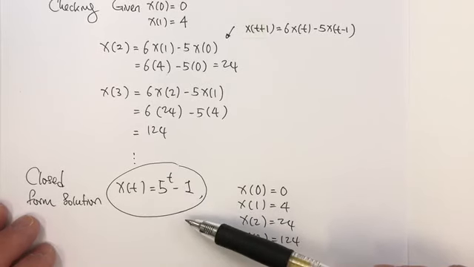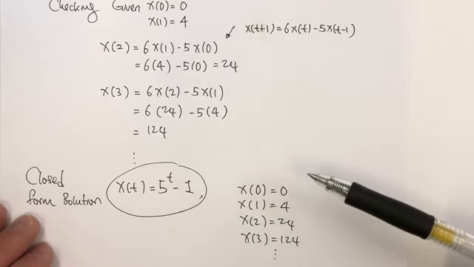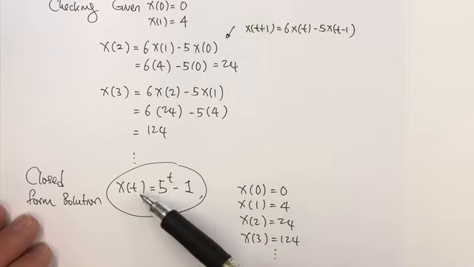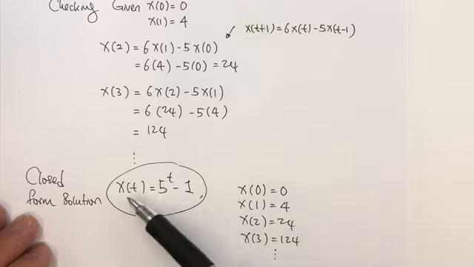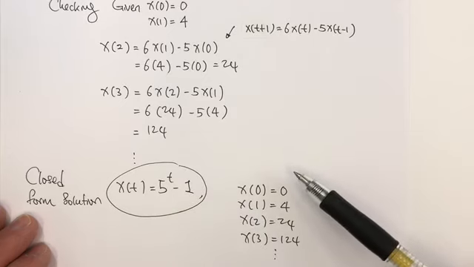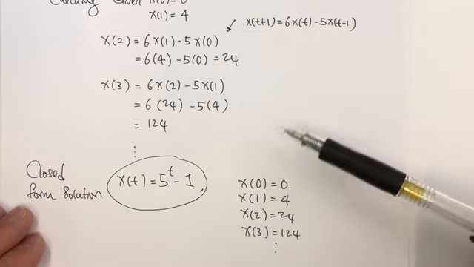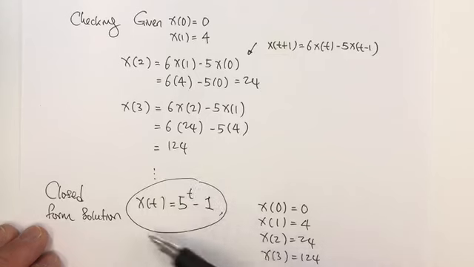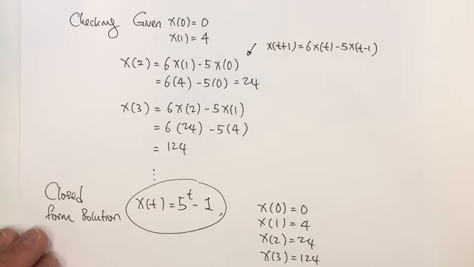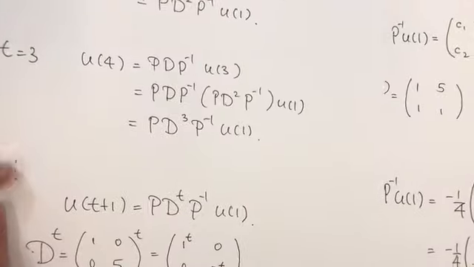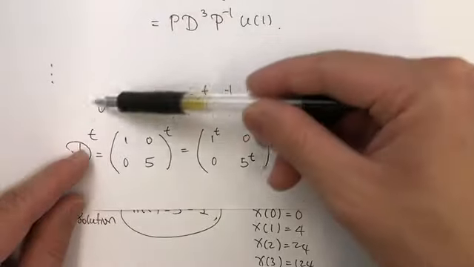So these so-called closed form equations will also match those data. For example, when t equals 0, 5 to the power of 0 is 1, 1 minus 1 is 0, that's x0. x1 will be 5 minus 1, which is 4. x2 will be 25 minus 1, which is 24. x3 will be 5 to the power of 3 minus 1, which is 125 minus 1, which is 124. So you see that this formula will generate what you get from playing around with the recursive relation. This is called the closed form of the recursive relation. We can do it pretty easily by diagonalizing the matrix and computing everything from these equations.